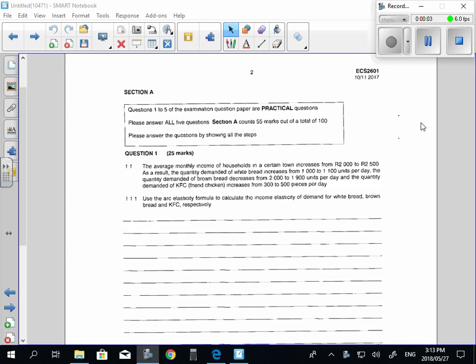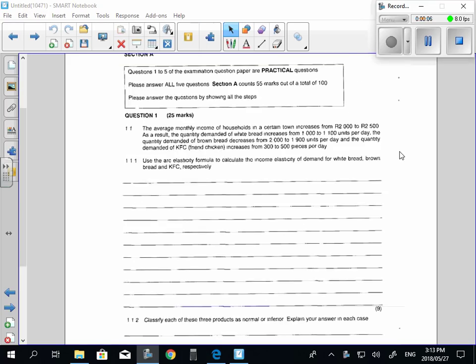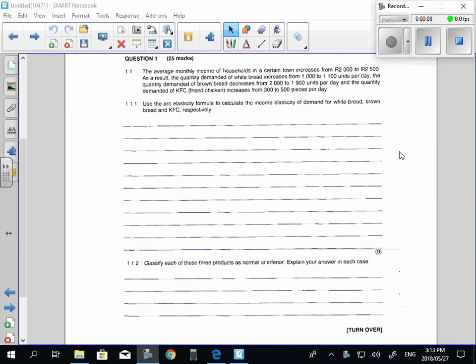Okay, so October, November 2017. Question 1. Average monthly income of households in a certain town increases from 2,000 to 2,500. As a result, the quantity demanded of white bread increases from 1,000 to 1,100. Quantity demanded of brown bread decreases from 2,000 to 1,900. And KFC increases from 300 to 500 pieces per day. Use the arc elasticity formula to calculate income elasticity of demand.